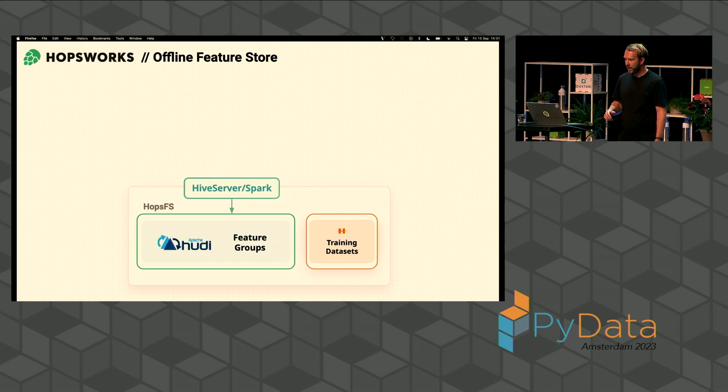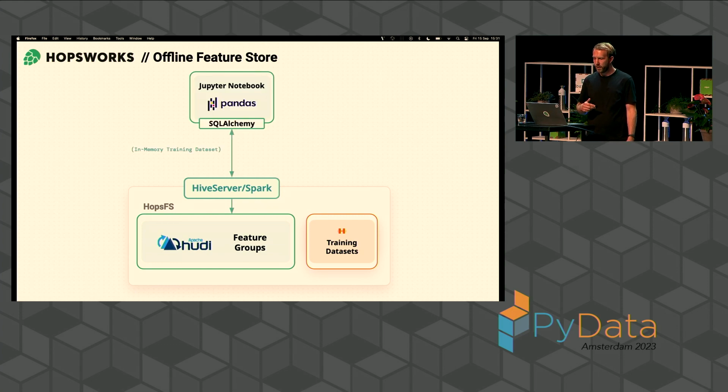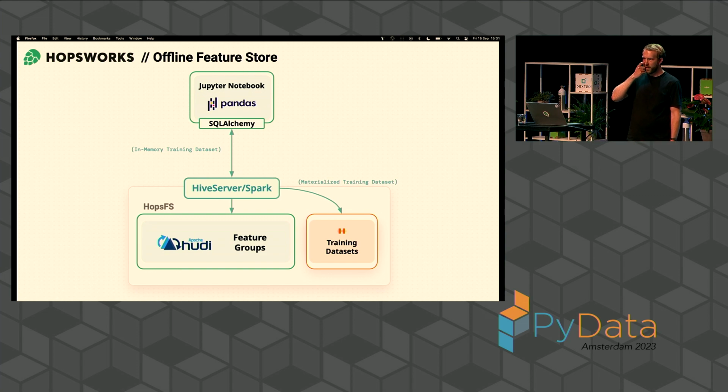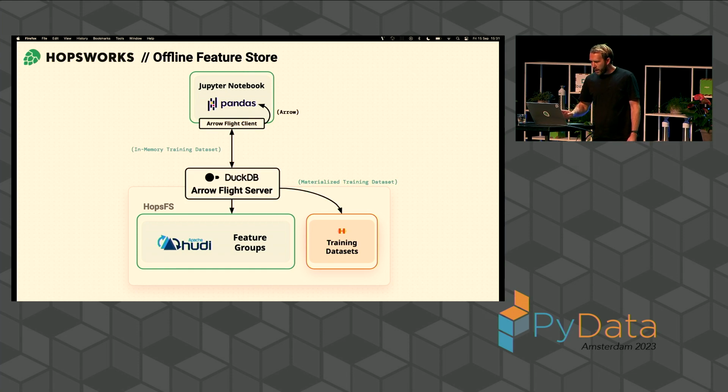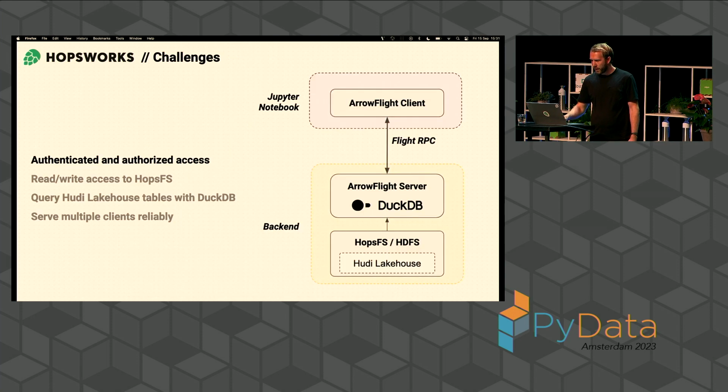Usually we would have a Spark job running that joins tables, and then it either sends the result directly back to a client in the Jupyter notebook through JDBC, with a SQLAlchemy client in a Python process, or it materializes the result directly to disk, so others can consume it from there. And the idea is to basically replace this part with DuckDB and ArrowFlight.